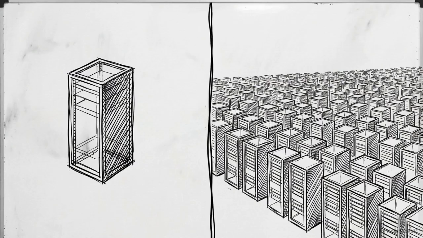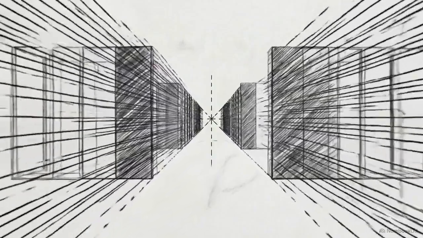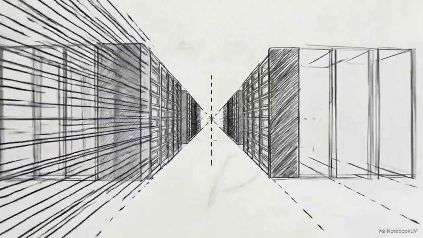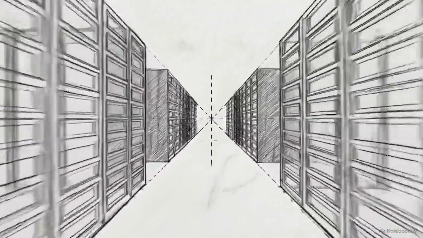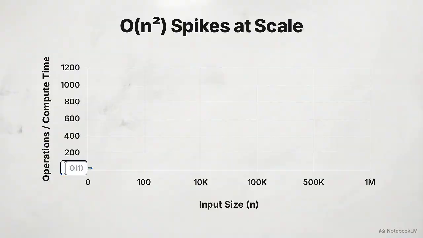When moving from a single server environment to a hyperscale data center, data volume dictates performance requirements. We measure this scaling using Big O notation. Big O provides an asymptotic upper bound on an algorithm's growth rate, stripping away hardware specifics to show how performance degrades as input size approaches infinity. This line graph maps algorithmic complexity curves. At the bottom, we have constant and linear time, O of 1 and O of n. Above them, quadratic and exponential curves, O of n squared and O of 2 to the n.